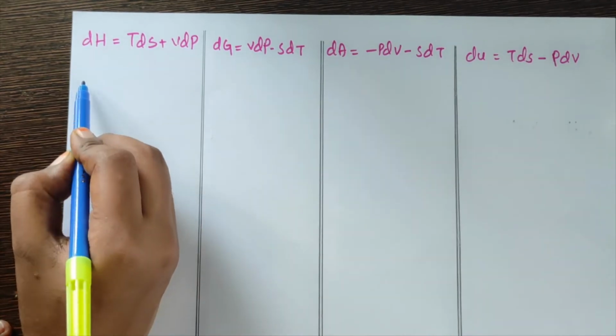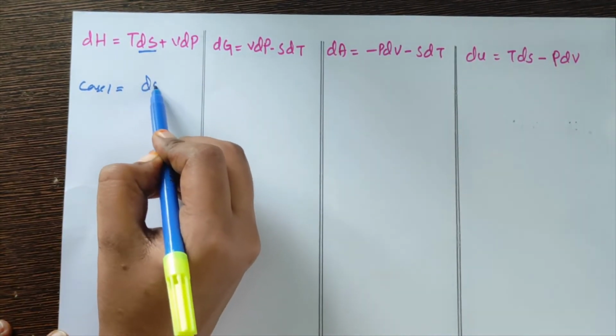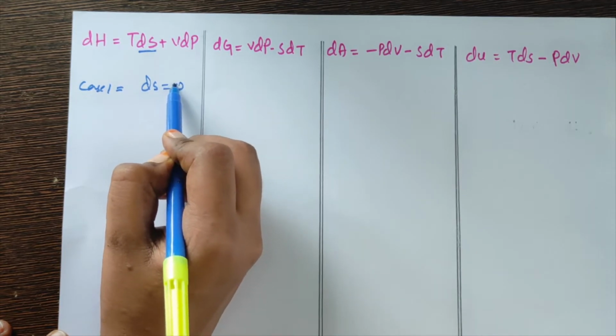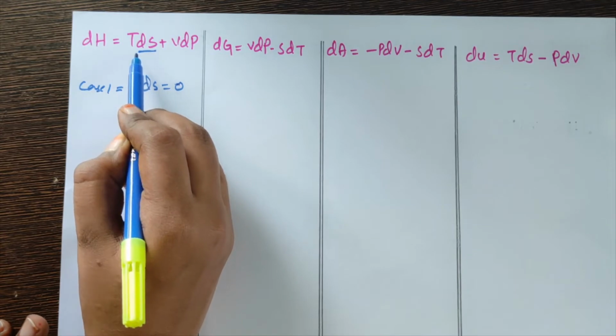Here in case 1, we will be taking dS equal to 0. So when we make dS equal to 0, the entire term of TdS will be equal to 0.